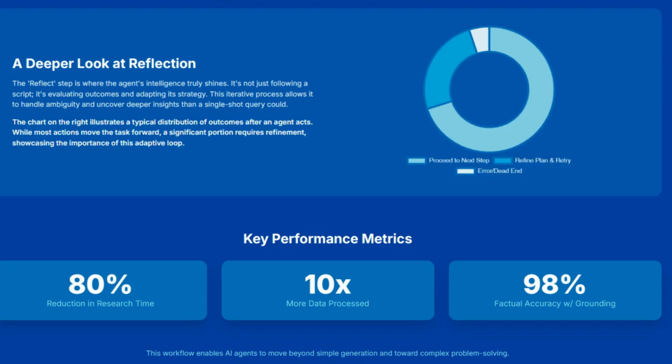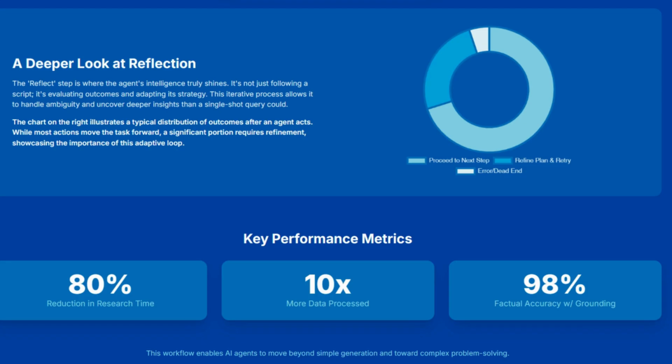Building on the research agent project, this slide takes a closer look at the reflect phase, an essential part of the agent's plan, act, reflect loop. Reflection is where the agent evaluates the outcome of its actions and decides whether to proceed, retry, or revise its strategy. The pie chart visually breaks down these decisions, showing how often the agent moves forward, refines its plans, or encounters a dead end. This adaptive capability is what makes the agent truly intelligent.